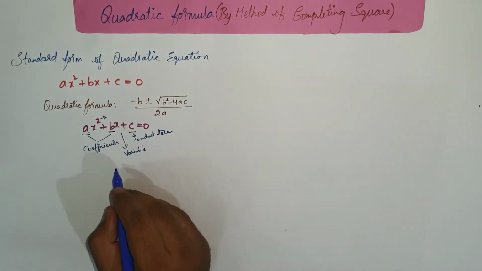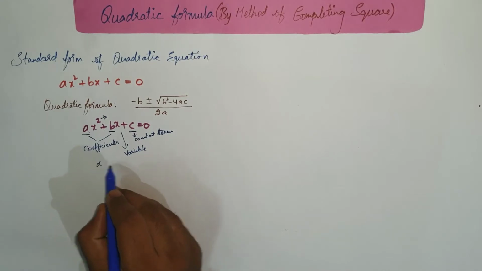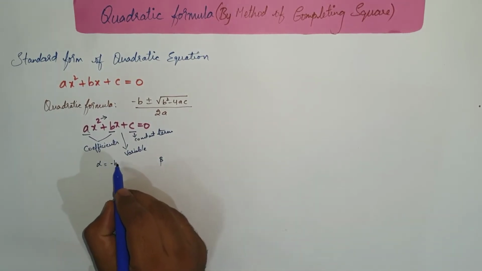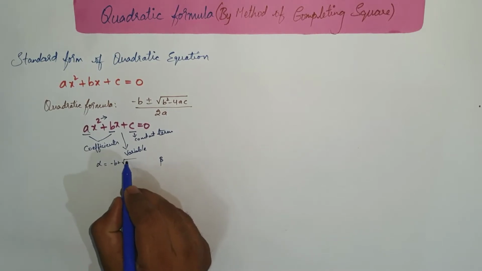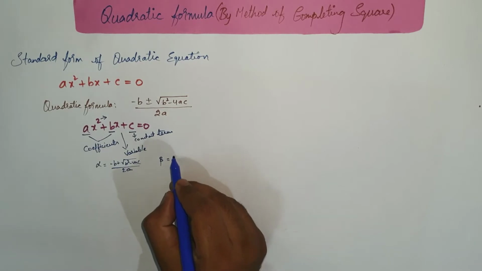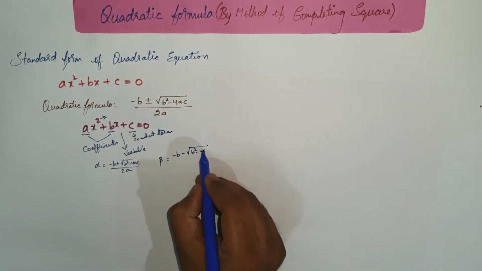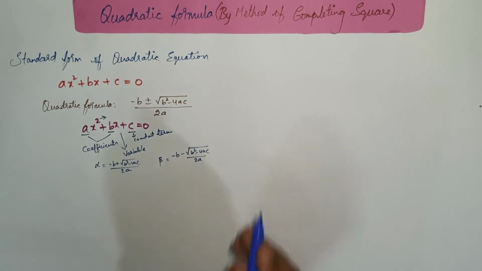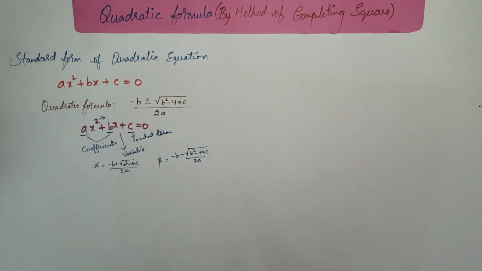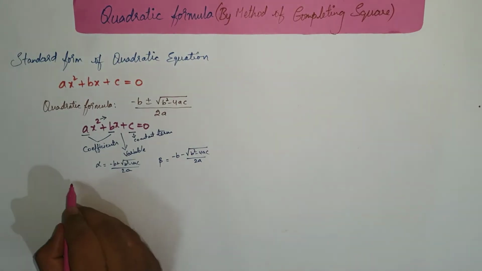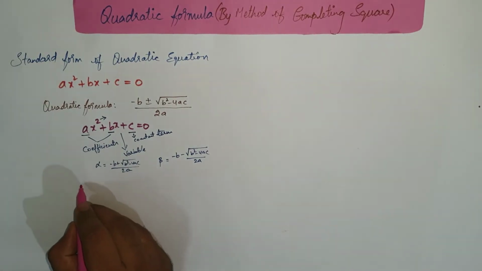Generally, a quadratic equation has two zeros. We will be considering those zeros, one as alpha, the other as beta. So alpha equal to minus b plus root over b square minus 4ac by 2a, and beta equal to minus b minus root over b square minus 4ac by 2a. Now we will be learning the stepwise procedure to generate the quadratic formula.